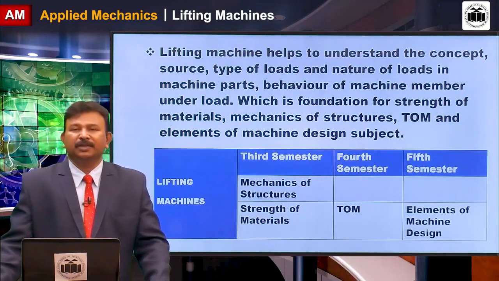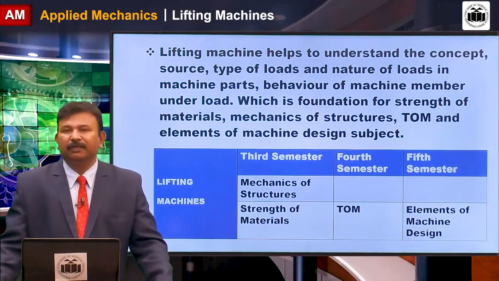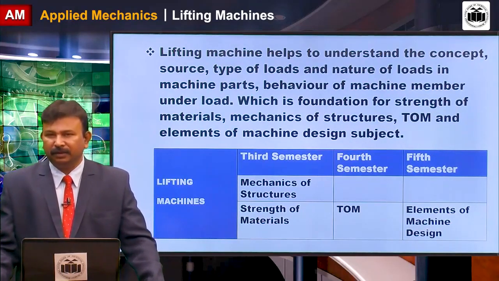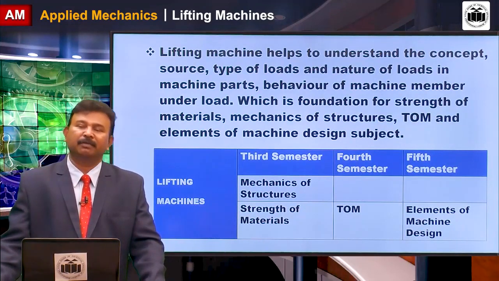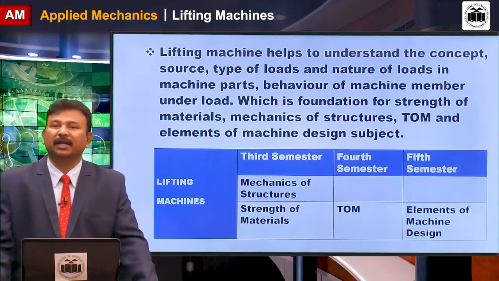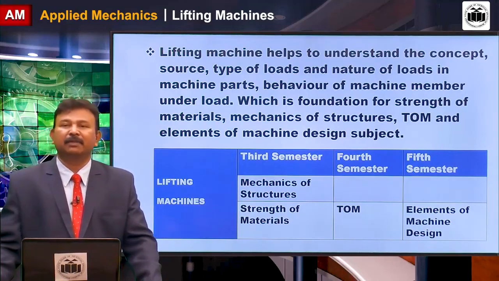Now in third semester we will be learning mechanics of structure, in fourth semester we will be learning TOM, in fifth semester we will be learning design of machine. And for civil engineering, in second year, we will be learning mechanics of structure.